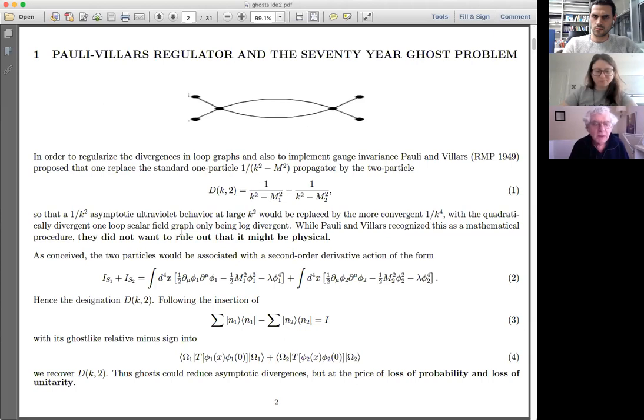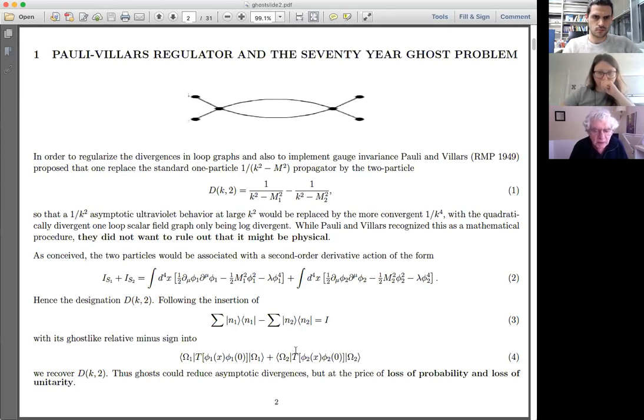However, they recognized that this was only a mathematical procedure, but nonetheless, they did not want to rule out the possibility that it might be physical. As conceived, what they wanted to do was to introduce two particles, the regular one and the regulator, with a positive sign here. So these are regular kinetic energy operators. However, in order to get this regular minus sign, they explicitly introduced a ghost set of states for the 2 system with a relative minus sign here.